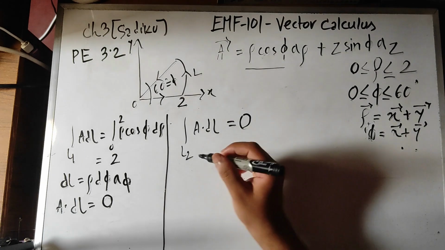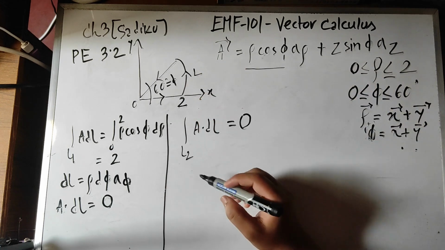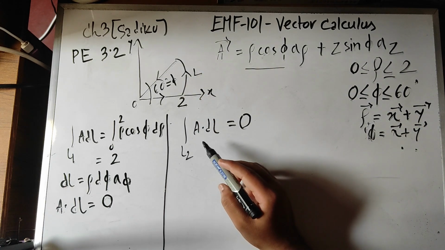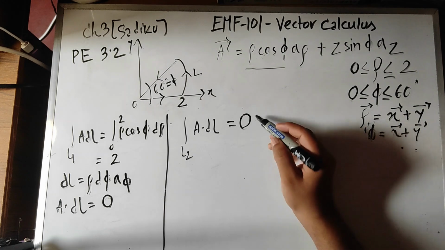So along this L2 path, this arc or this curve, A has no tangential component, the integral is 0, we have no value.